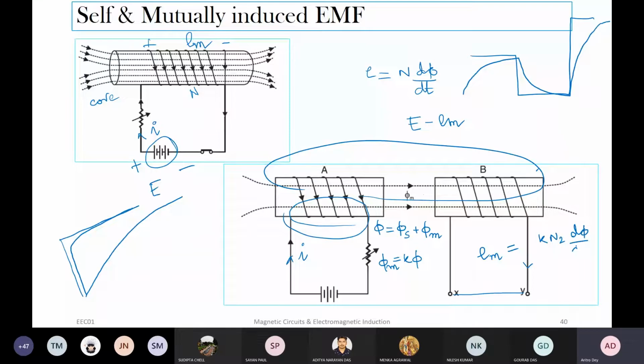Whereas here, if the number of turns in coil 1 is N1, then this EMF, EM1, this is EM2, say, is equal to N1 into d phi s dt. Or rather we can write it as N1 into (1 minus k) into d phi dt. So part of it will be linked with itself, and the other part will be linked with the other coil. Okay.